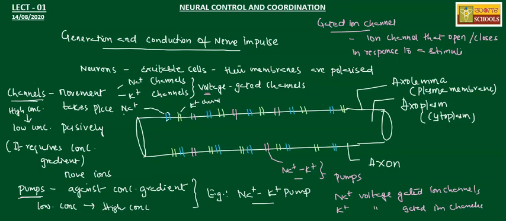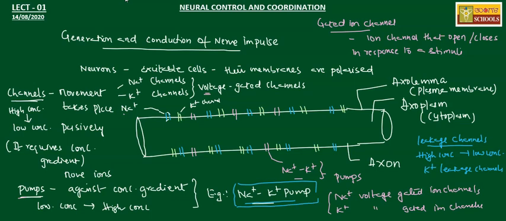Now in addition to these channels there is another type of channel which we call leakage channels. Through these leakage channels the movement of ions takes place freely with respect to the concentration gradient. So these leakage channels allow the movement of molecules from high concentration to low concentration, for example the potassium leakage channels.